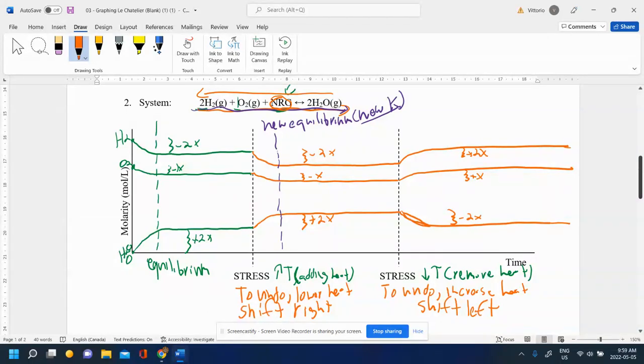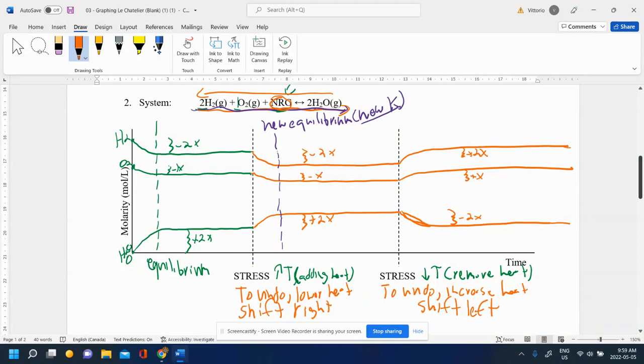Roughly. It really depends on how much heat we removed or added. Essentially it's the ratios compared to each other. So if H2 went up 4 moles, then O2 only went up 2 moles. I'm just putting x there because I'm not sure how much they went up. I didn't put any specific numbers there.